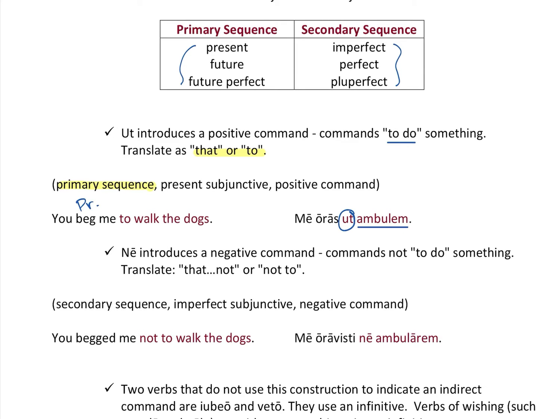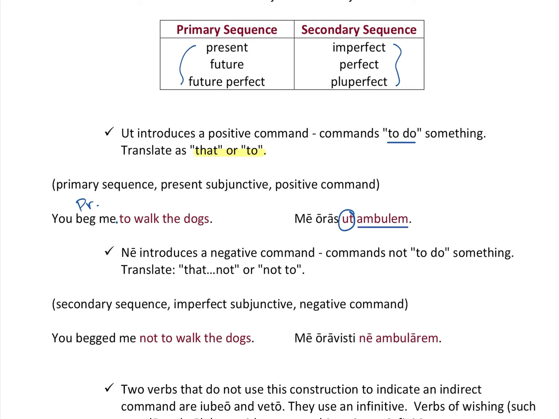You beg me to walk the dogs. And this is a dependent clause because "you beg me," I could put a period right there, right? I could put a period there, it would be the end of the sentence. The whole clause is "to walk the dogs," right? It's an implied "you," and it's got a verb, "to walk the dogs." Okay, that's the command part of it. So, primary sequence, present subjunctive, positive command.